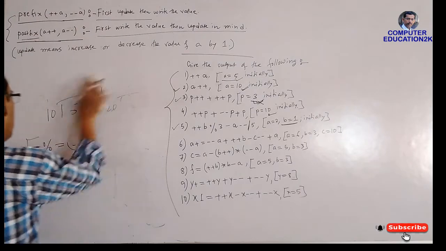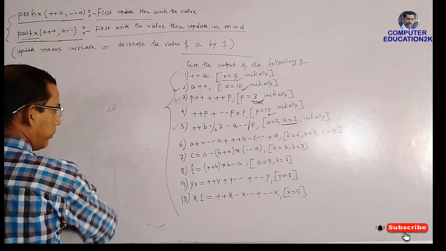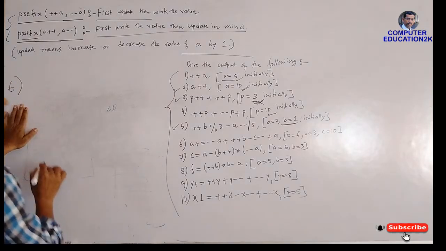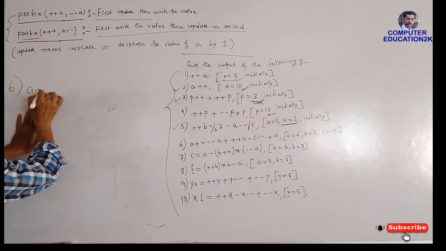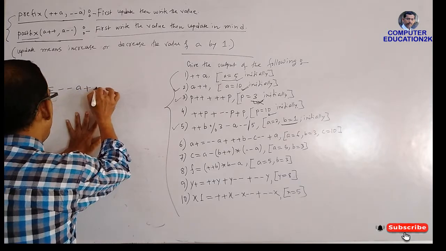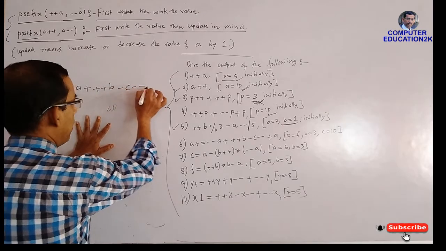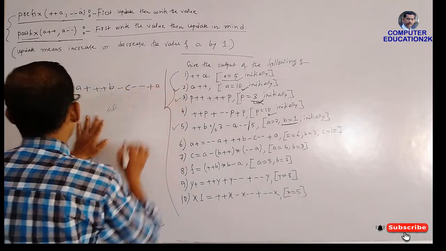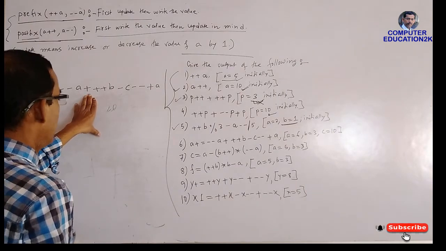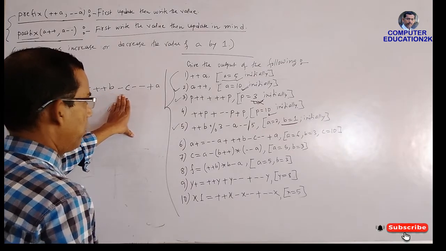Now number 6. See number 6. You can see here: a plus equals to minus minus a plus b minus c minus minus plus a. That is, a += --a + ++b - c-- + a.